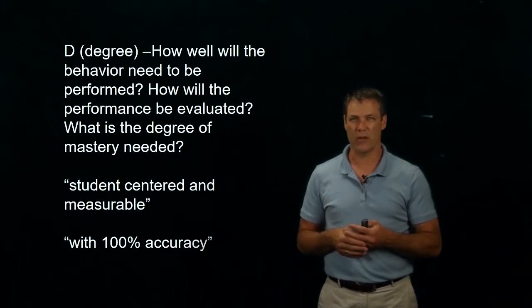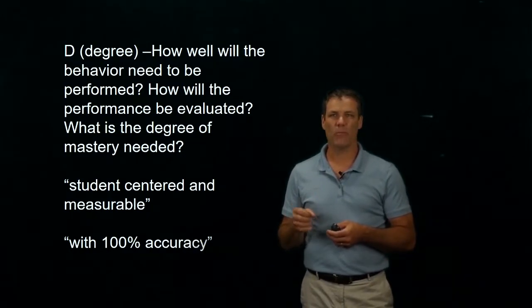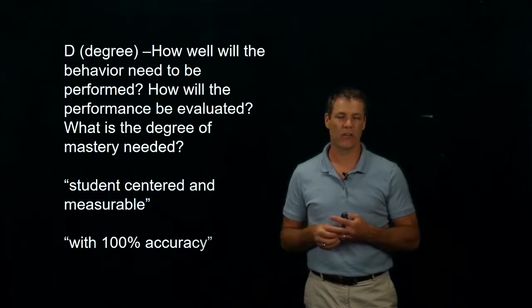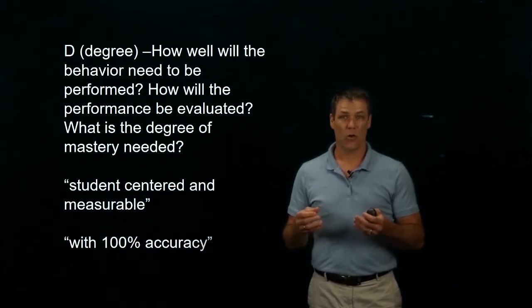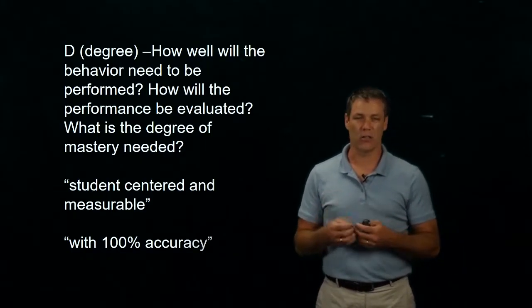If you are using the degree though, this is what you're looking for. You want to know how well will the behavior need to be performed? How will the performance be evaluated? And what is the degree of mastery needed? So, student-centered and measurable would be a degree of writing good learning objectives.